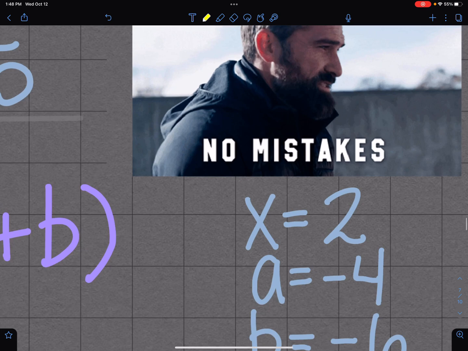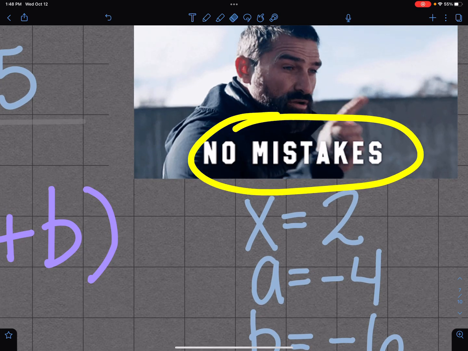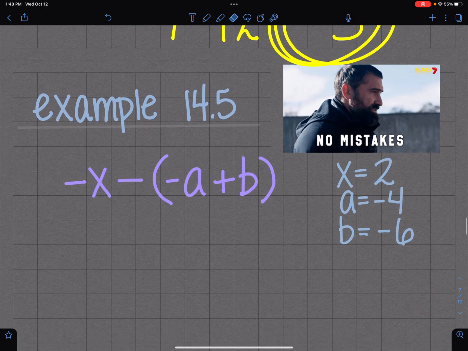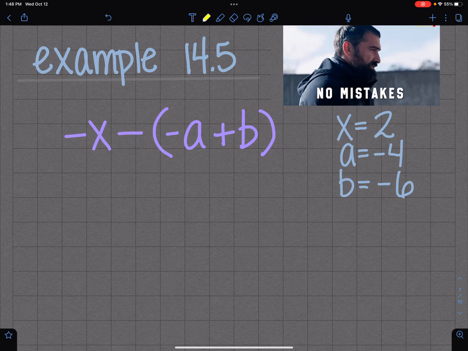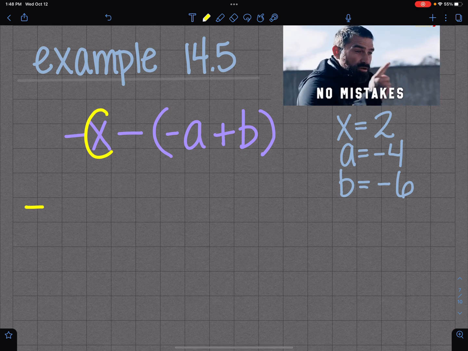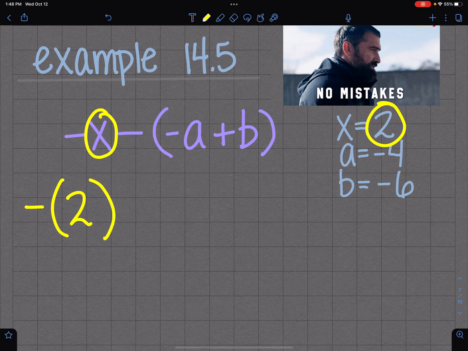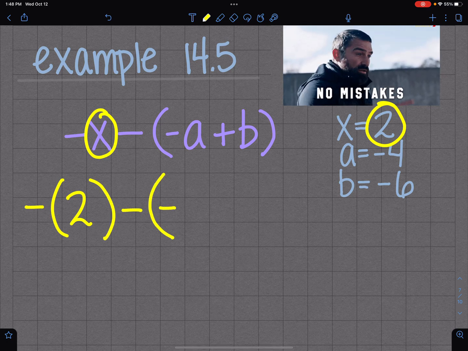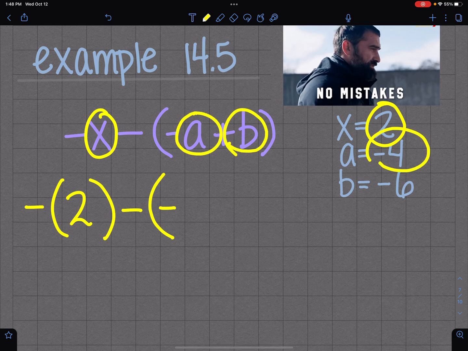Okay, we can do this. Now we're feeling confident. No mistakes. One of those little negative signs can make the whole problem wrong. So no mistakes. You got to get it right. Let's start by plugging everything in and just rewriting the problem. Minus x, but x is 2. So I'm going to put a 2 there. Minus, and then I have negative a plus b. A is negative 4.